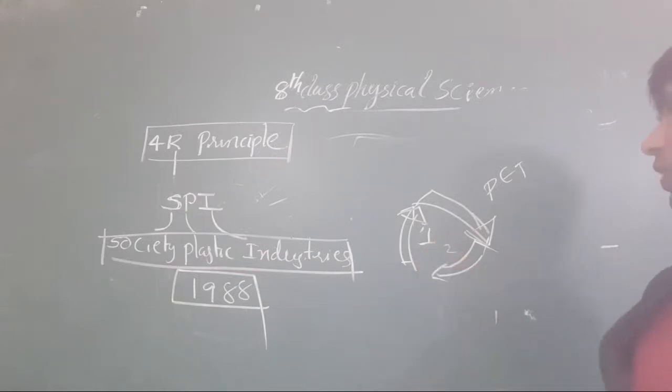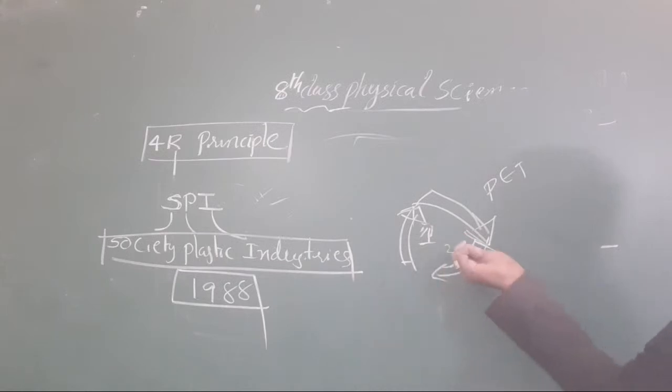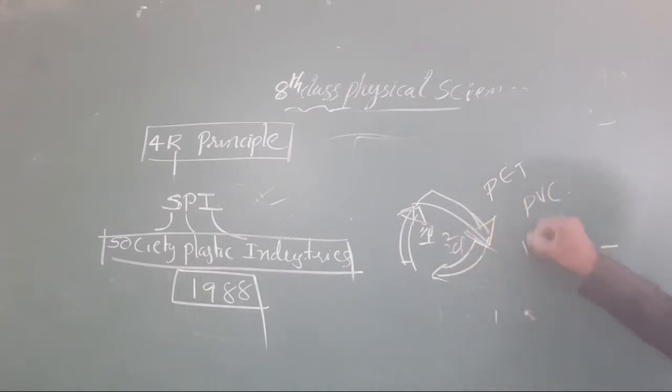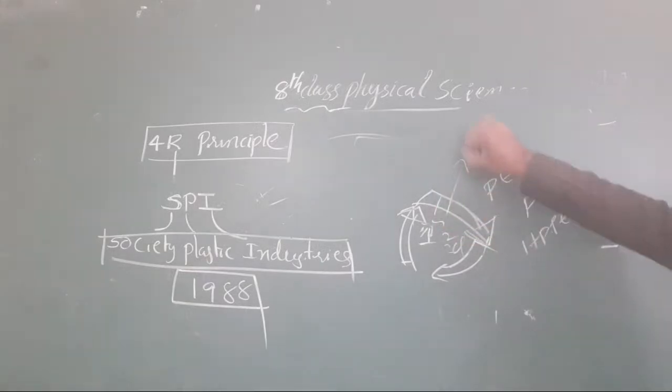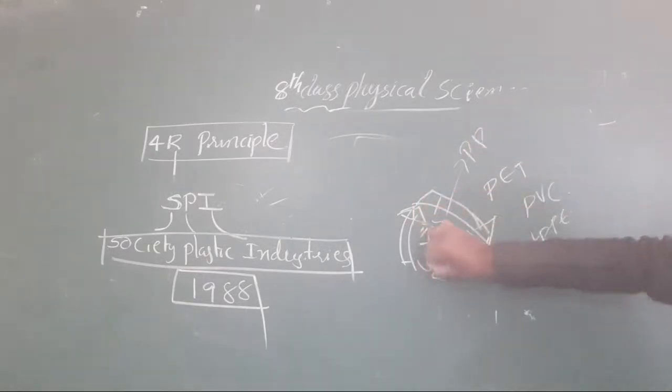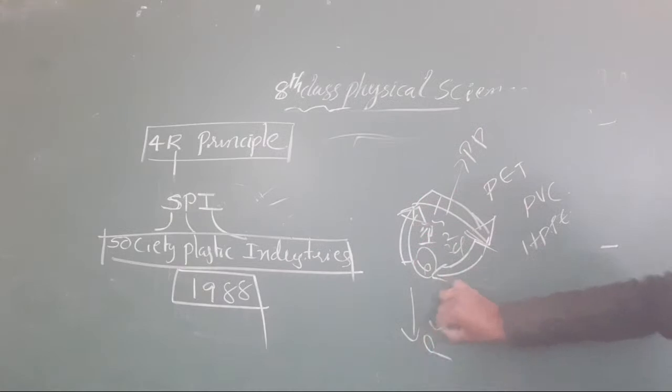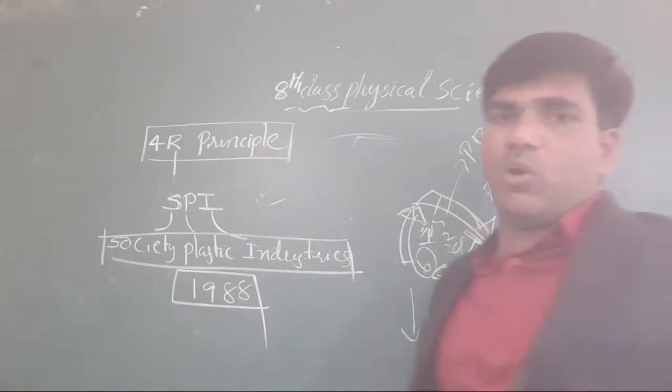Here, number 1 is called PET. Number 2 is taken as HDPE. In case number 3, it is called PVC. In case it is number 4, it is taken as LDPE. Now, in case number 5 is there, it is called PP. Number 6 is called PS. Number 7 is others. You know all this very well.